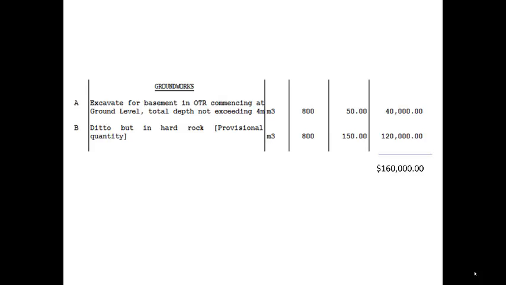And I've put rates against these, rock excavation being rather more expensive than excavation in OTR, in soil or sand or whatever else it may be classified as other than rock. We have a total cost to do this job of $160,000. Notice that the rock item has been marked as a provisional quantity. So here's our rate for other than rock, our somewhat higher rate for rock, and then our total price.